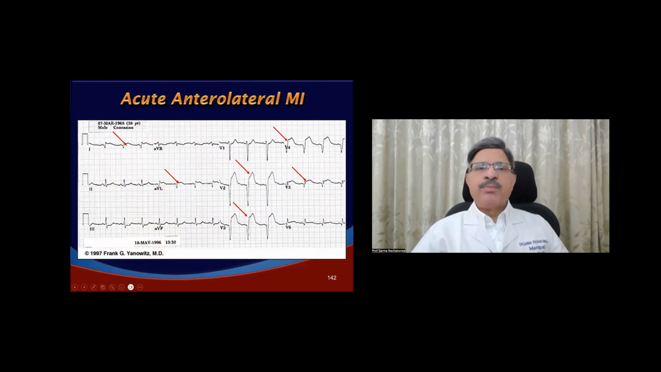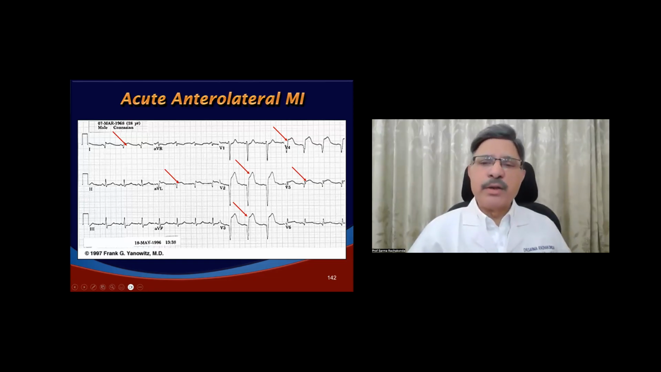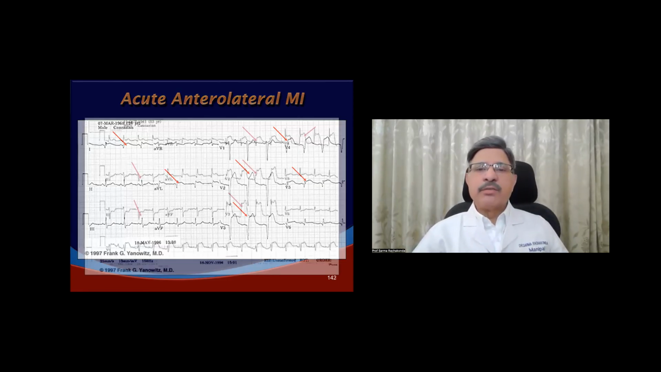Now you see acute anterolateral MI. Anterolateral, that means V1, V2, V3, V4, V5, V6, all are affected. And this is an anterolateral. Anterolateral usually is the left main disease or LAD disease will be there.